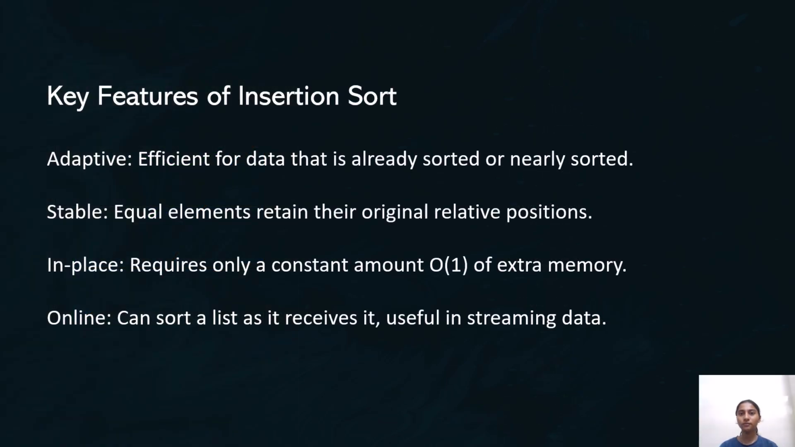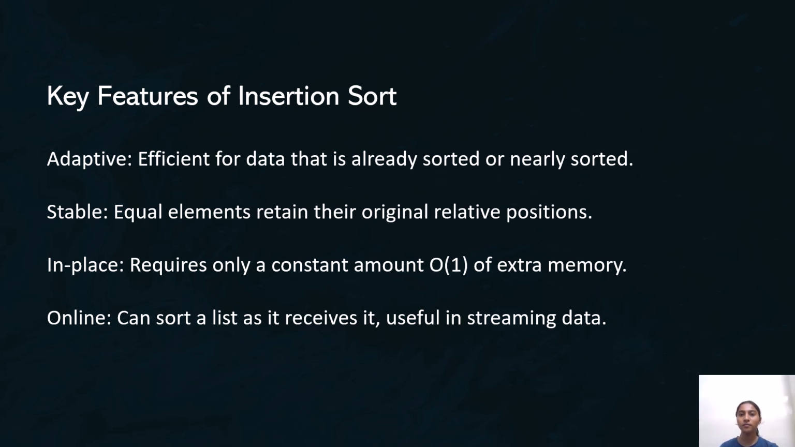Next one is key features of insertion sort. First one is adaptive. Insertion sort works faster if the input is already sorted or nearly sorted. Example is like arranging already sorted playing cards. Next one is stable. If two elements are equal, their original order is preserved. Example is sorting a list of people by age.